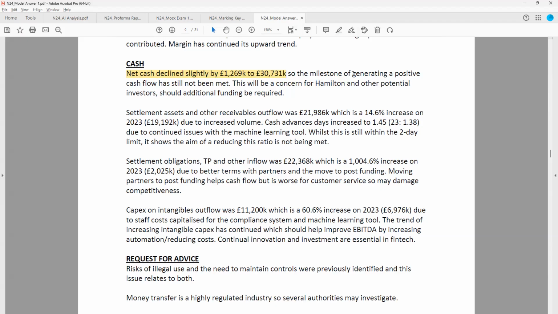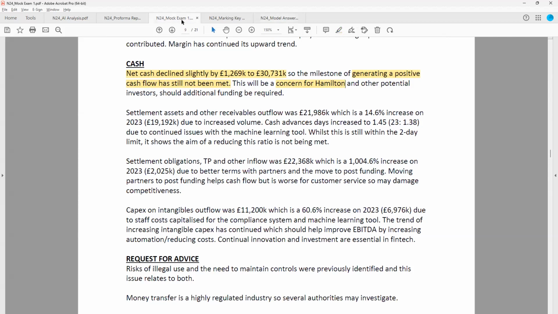So we could say the milestone of generating a positive cash flow has not been met. And then there's a bit of further analysis, maybe saying this would be a concern for Hamilton, perhaps, and potential other investors if they were looking to raise additional finance.